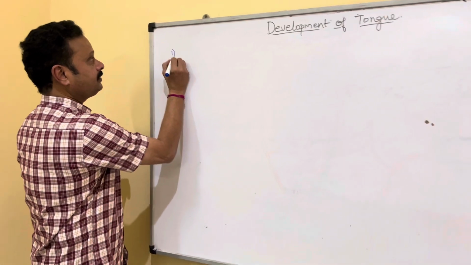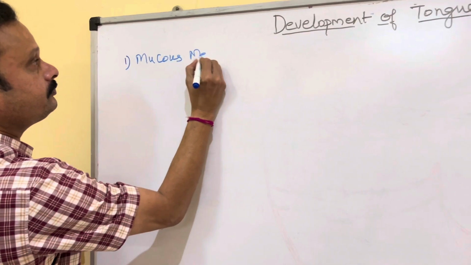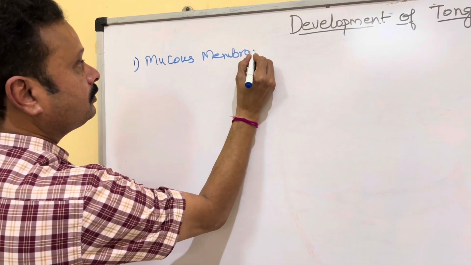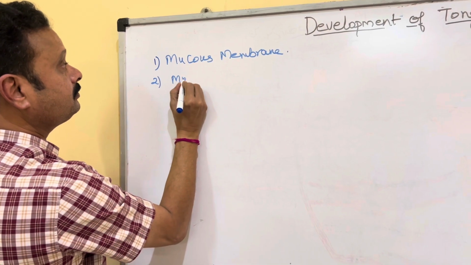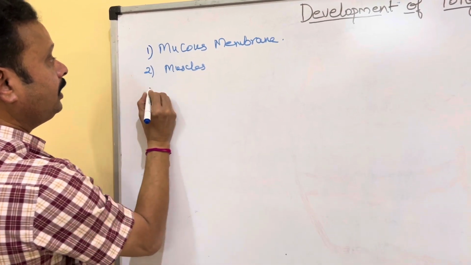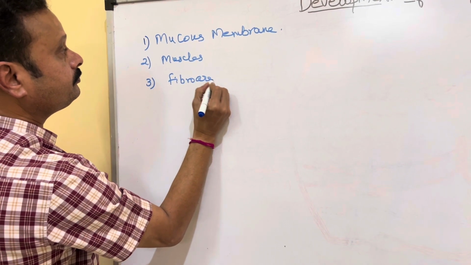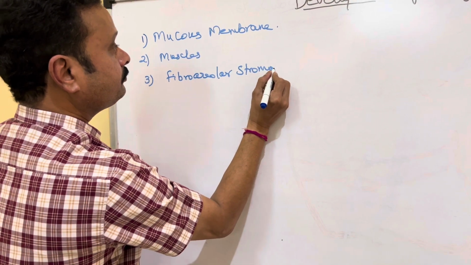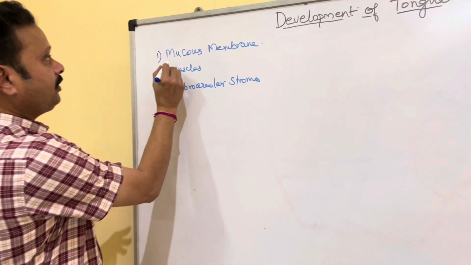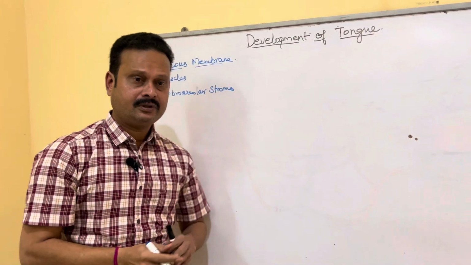The headings are the development of mucous membrane, the development of the muscles of the tongue, and the development of fibroareolar stroma. First, we'll talk about the development of the mucous membrane of the tongue.